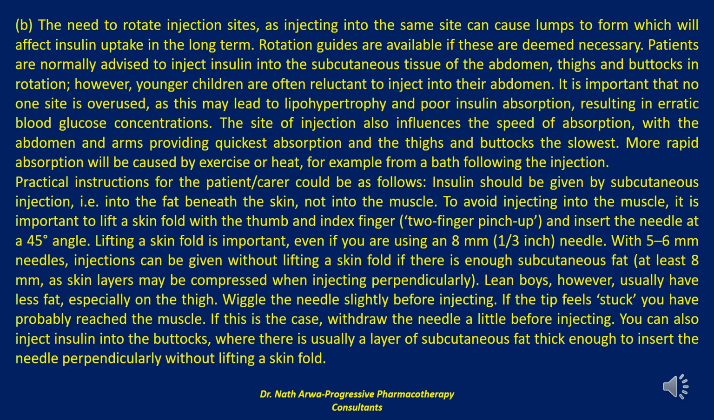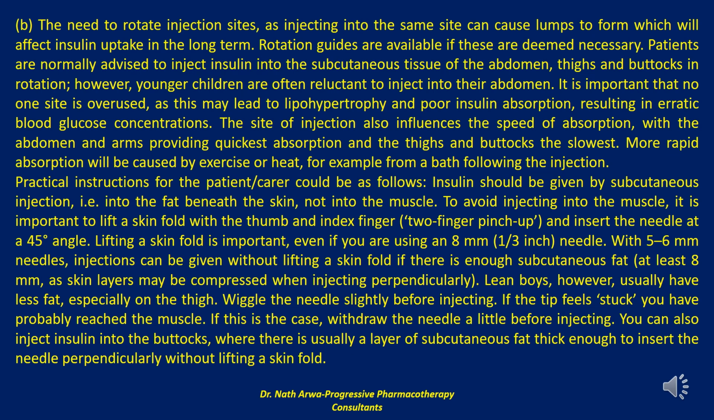Patients are normally advised to inject insulin into the subcutaneous tissue of the abdomen, thighs and buttocks in rotation. However, younger children are often reluctant to inject into their abdomen. It is important that no one site is overused, as this may lead to lipohypertrophy and poor insulin absorption, resulting in erratic blood glucose concentrations. The site of injection also influences the speed of absorption, with the abdomen and arms providing quickest absorption and the thighs and buttocks the slowest. More rapid absorption will be caused by exercise or heat, for example from a bath following the injection.